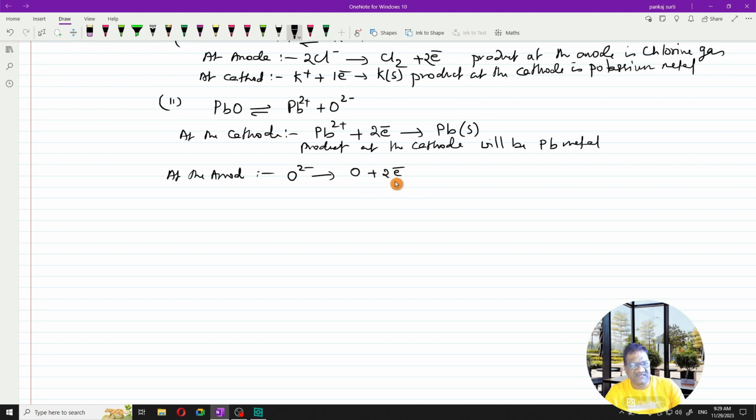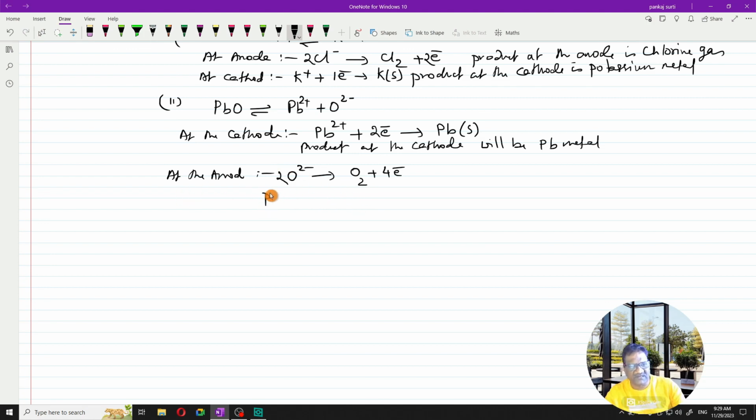But oxygen is a diatomic molecule, so you will not get only one O, you should get O2. So to get O2, you should have these 2 oxide ions. The 2 oxide ions with 2 negative charges each will make 4 electrons. So the number of electrons will not be 2, it will be 4. So 4 electrons will be lost by these oxide ions, and after losing those 4 electrons, an oxygen molecule will be formed. So this is happening at the anode.